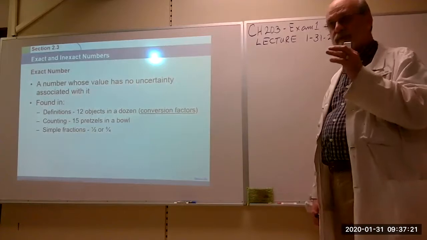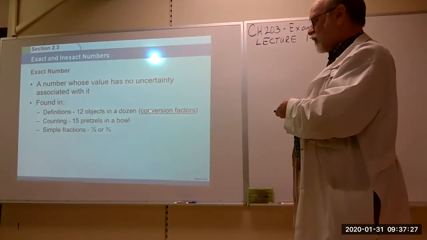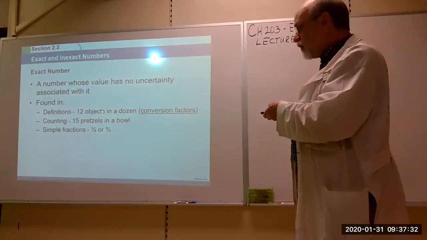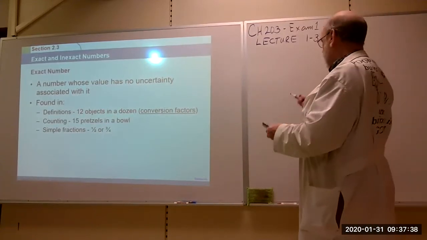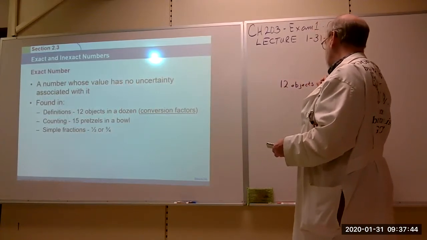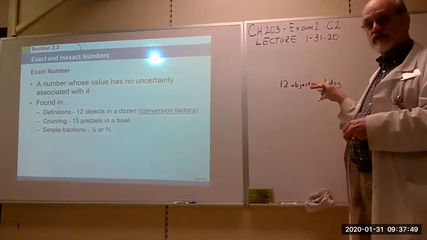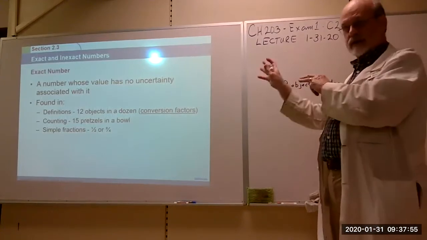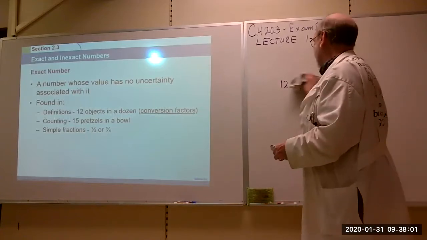And then there's one other type that we just have to agree upon. And those are conversion factors, where you have, by definition, so many objects equal to so many of that. It's an equivalence. So we would say 12 objects equals 1 dozen. That establishes an exact ratio, right? So these can be made into conversion factors, and I'll talk about conversion factors in just a minute in more detail. But this establishes exact numbers.